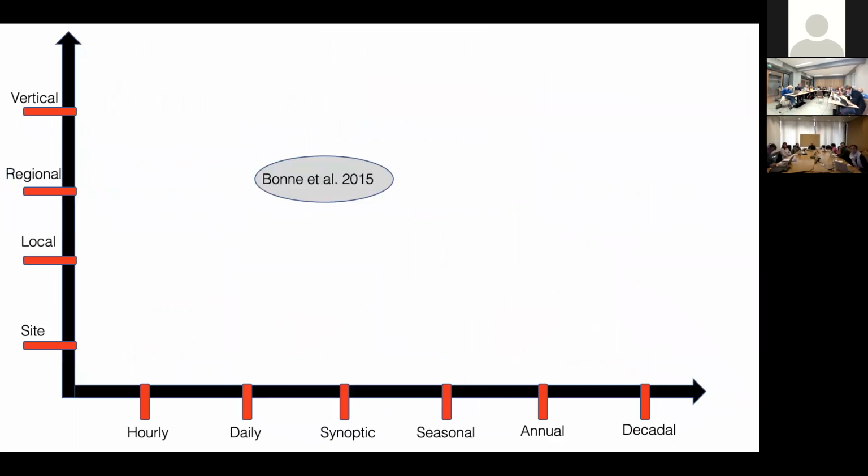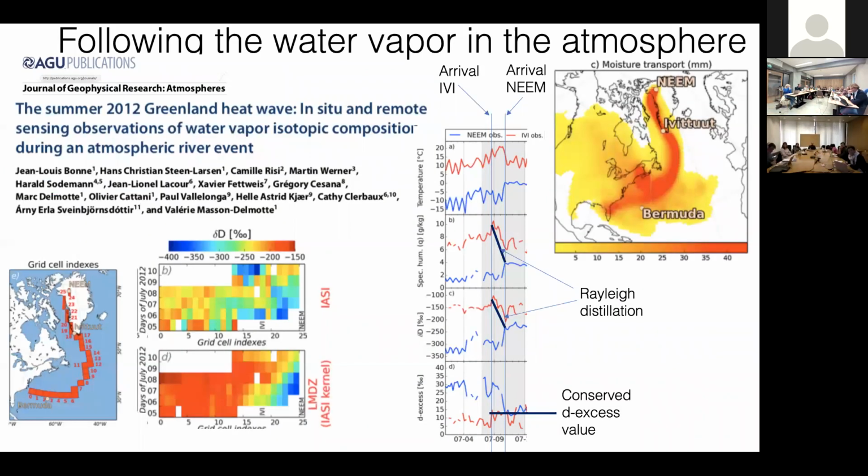Okay, moving on. If we look at the synoptic and regional scale, we look at the paper by Bonne et al. from 2012. In this paper, we were so lucky that we actually had three continuous water vapor isotope analyzers operating, respectively, in Bermuda, in southern Greenland, and at NEEM up on the Greenland ice sheet. And what we found there was that on June 12th, there was a melt event that was caused by an atmospheric river, and we actually happened to have observations along this trajectory. And the key result here, if I'm just going fast forward, is really that we observed that the DXS of this vapor that was transported was in fact conserved during transport, which had not been observed before.